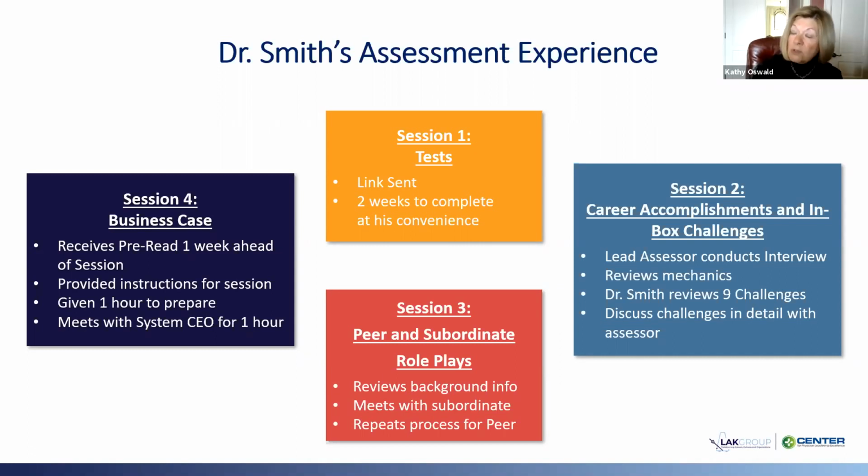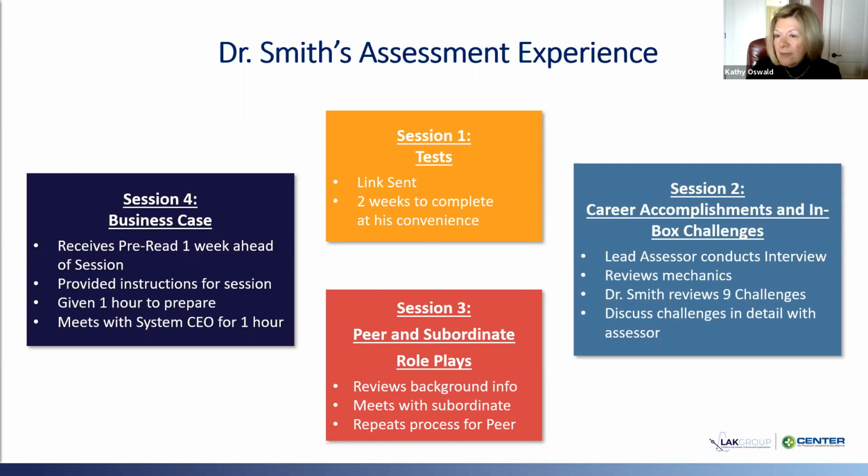Next was his session 3 with another role player. We really like to get different perspectives and different people viewing the individual. So another role player came on to do the peer and subordinate role plays. Again, review the background information. These are really quick hitting. So the physician leader had 10 minutes to read what the subordinate role play was about, think about how he was going to handle that. And then 10 minutes, he did a role play with somebody acting as the subordinate. After that, did the same thing with the peer.